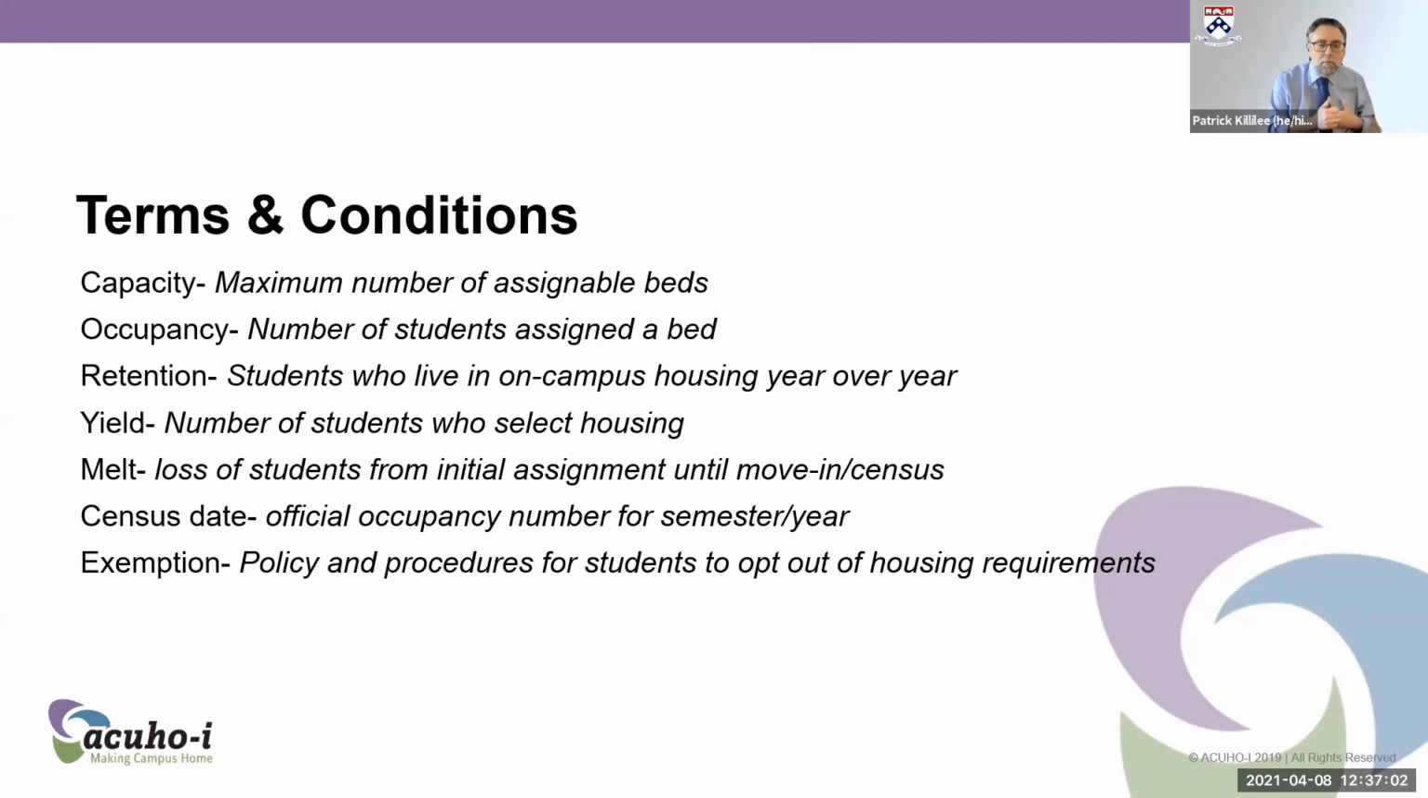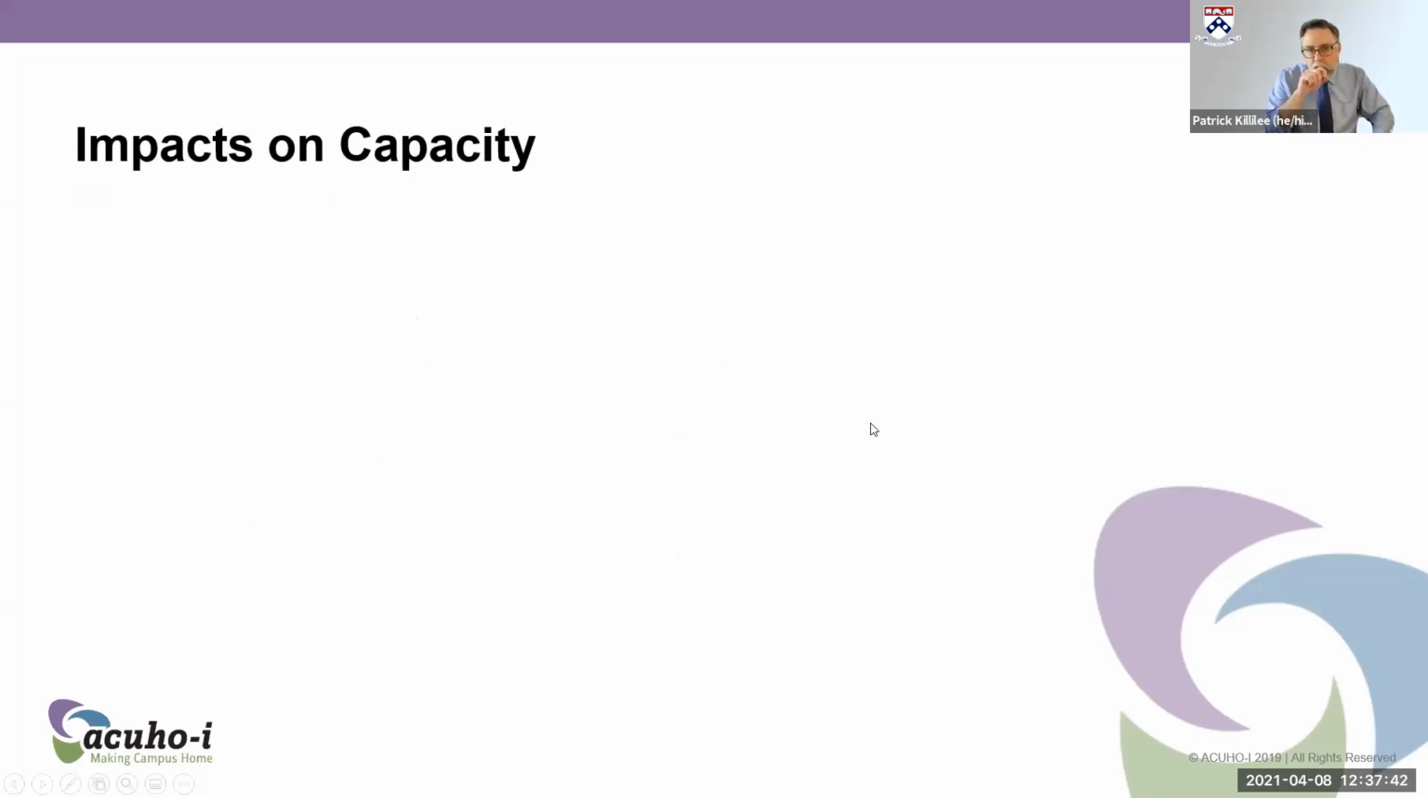That's your yield. The melt, how many students have you lost from the time they selected to the time of your move in or your census date? Census date, what is your official number, your official occupancy for the year? You probably have one through your university that you report on, because that number, your occupancy number, usually changes daily. And exemption policy: what are the policies that you have that allow students to opt out of a requirement, if you actually have one?